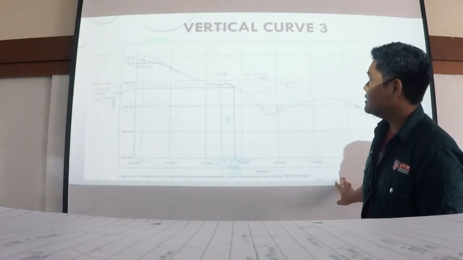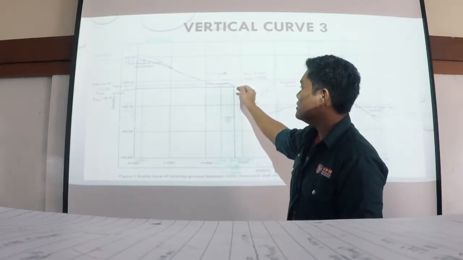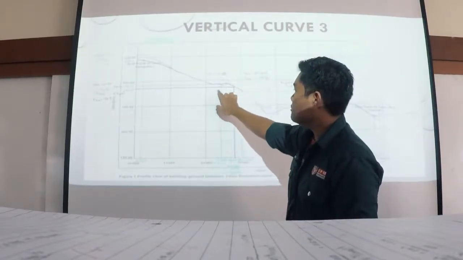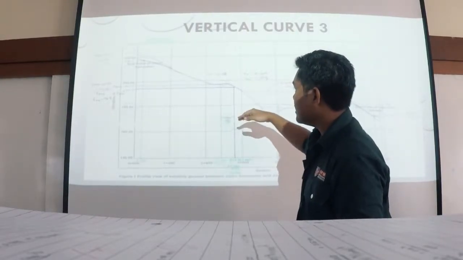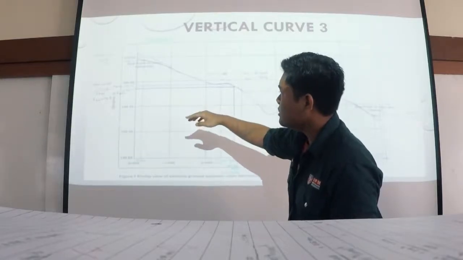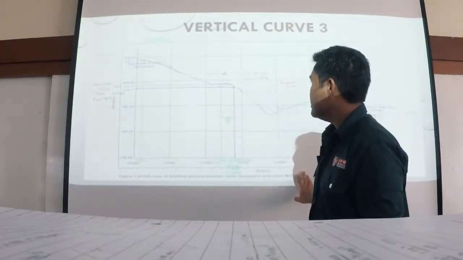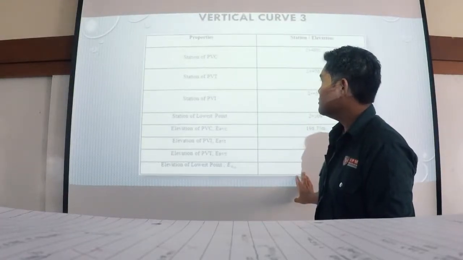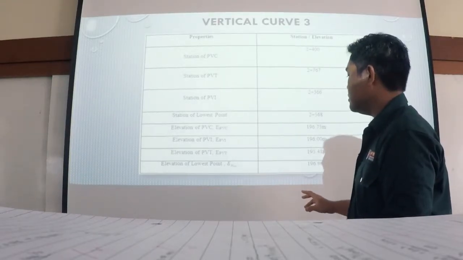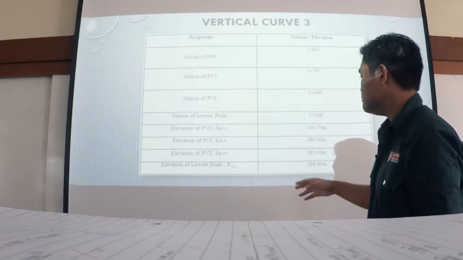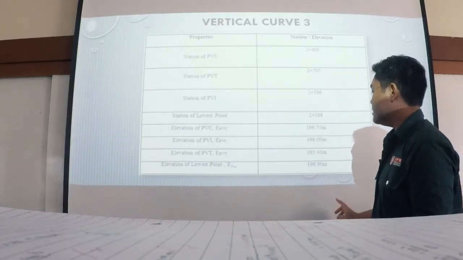Okay, for the vertical curve 3, it is located at the intersections. We got the peak curve, which is higher than the PVC elevations. From that we calculate the elevations of the lowest point, the distance of the PVC to the peak curve, which is we got 196 meter.